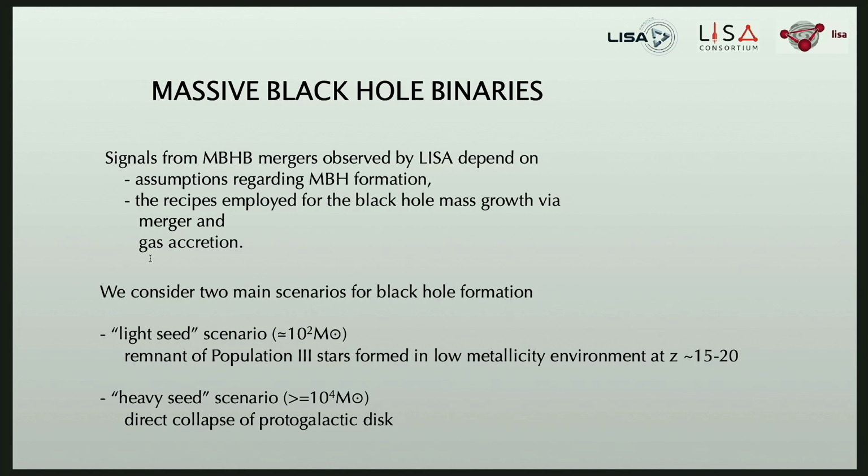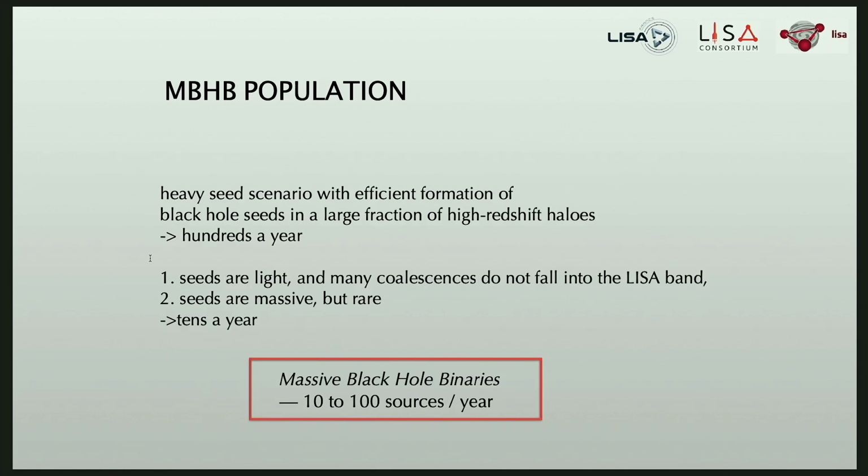Massive black hole binaries are the signals when, for example, the supermassive black holes that are located in the centers of most galaxies collide with each other. There are different predictions for how many signals we are going to see depending on the scenario of their evolution. There is either the light seed scenario or the heavy seed scenario, and that would influence the masses of the signals that we are going to observe, their lengths in our band, and also how many sources we would see. We expect to see from 10 to 100 sources per year.